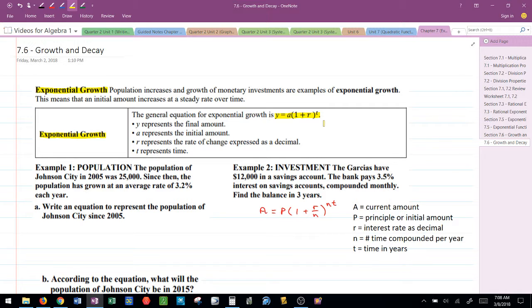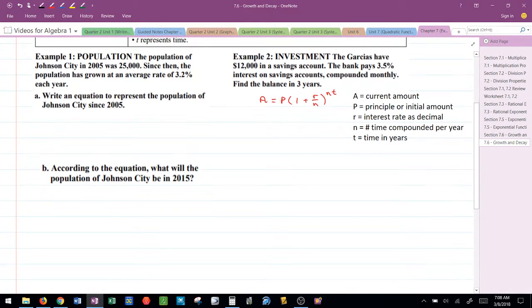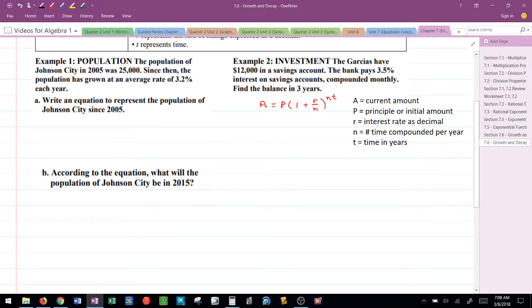And this equation helps us to make calculations and predictions specifically based off of information that we determine represents exponential growth. Now remember, growth means that you have a value that is greater than 1 that is being raised to a variable power. Okay? So let's look at this first example. All right, we have population.